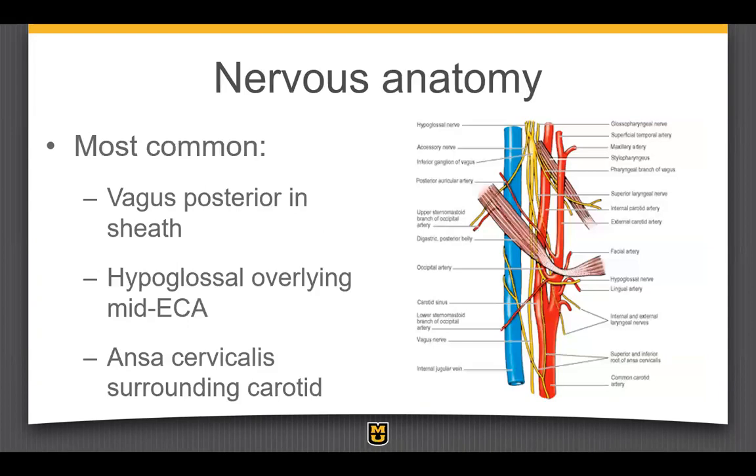In terms of the nervous anatomy, most commonly the vagus nerve is posterior in the sheath, with the hypoglossal overlying the mid-external carotid artery. A very important point of this is that excessive mobilization of the external carotid artery is probably not warranted and may be associated with injury to the hypoglossal nerve. Therefore, it's recommended to stay relatively close, at least in my practice, to the bifurcation and just dissect what is needed. The ansa cervicalis surrounds the carotid artery, and you can see here, and these branches can be either spared or ligated as the anatomy dictates.